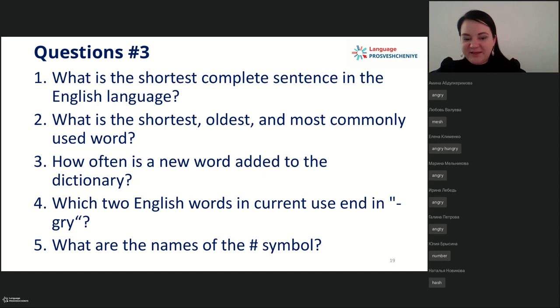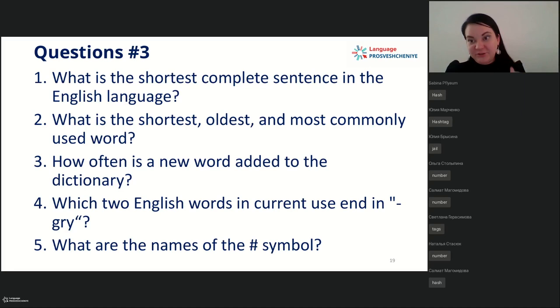Number, hash. Right. Hash is one of the names of the symbol. Any other options? Number. Oh, it can be right. Hashtag. Right. Sign. Pound sign. And so on. Okay. So now, when we have completed these five questions, you can count how many you've answered correctly.